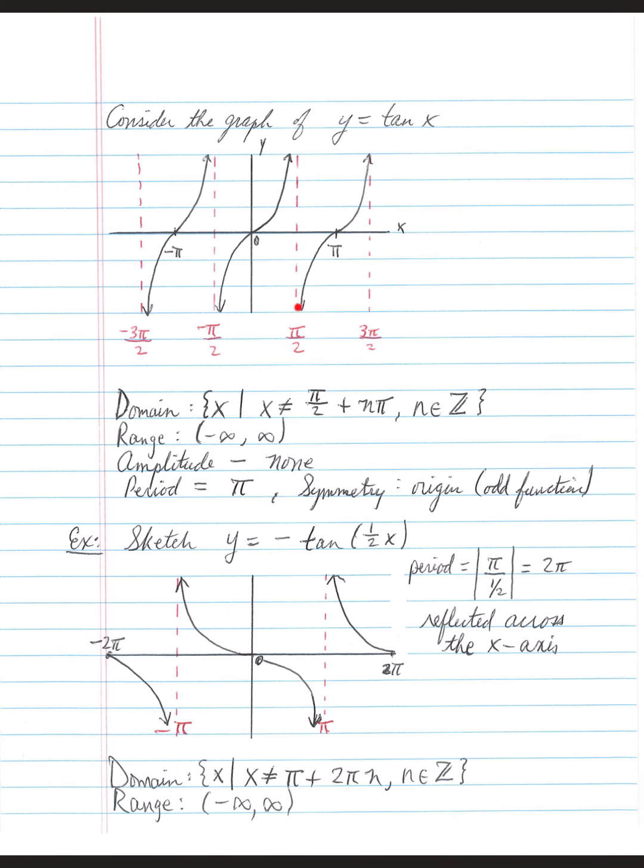Some are steep and negatively sloped. Some are flat, which is 0. And some are positively and steeply sloped, and that's these upper parts. These red dashed lines are not part of the graph. Those are called vertical asymptotes.